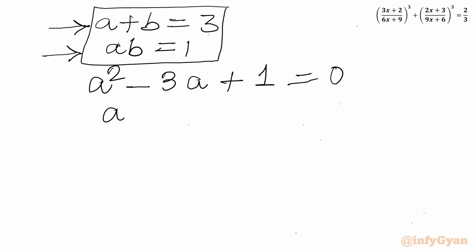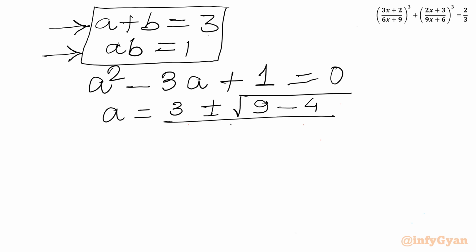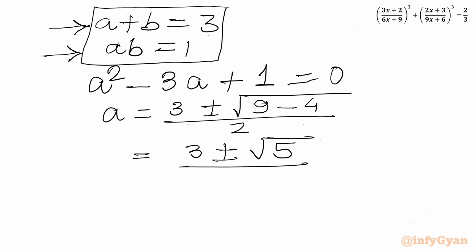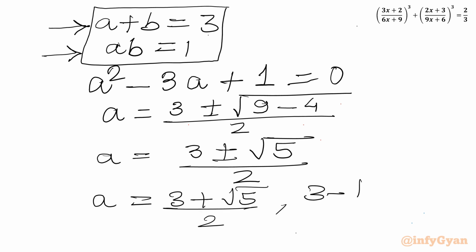Now I will apply the quadratic formula. Minus b, so 3, plus minus square root of b square, so 9, minus 4 times 1 times 1, which is 4, divided by 2a, so 2. So 3 plus minus square root 5 over 2. Or I can write a will be equal to 3 plus root 5 over 2, or 3 minus root 5 over 2.